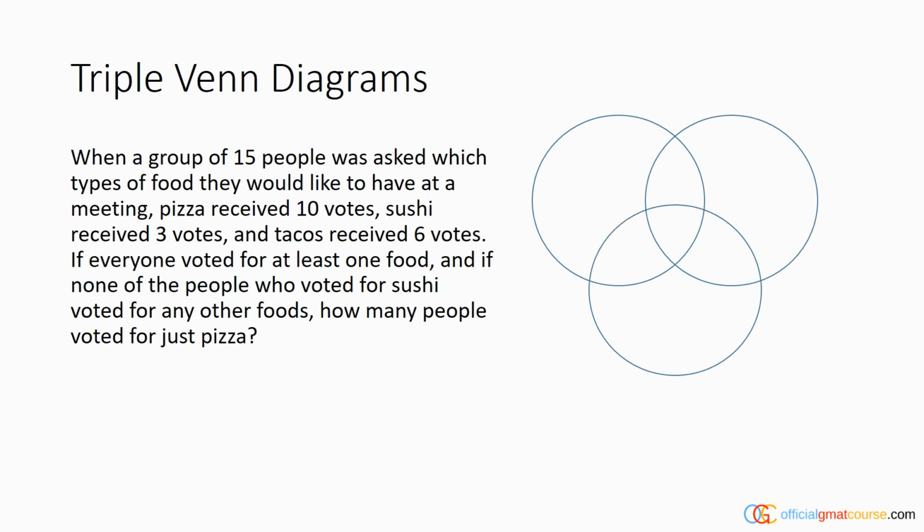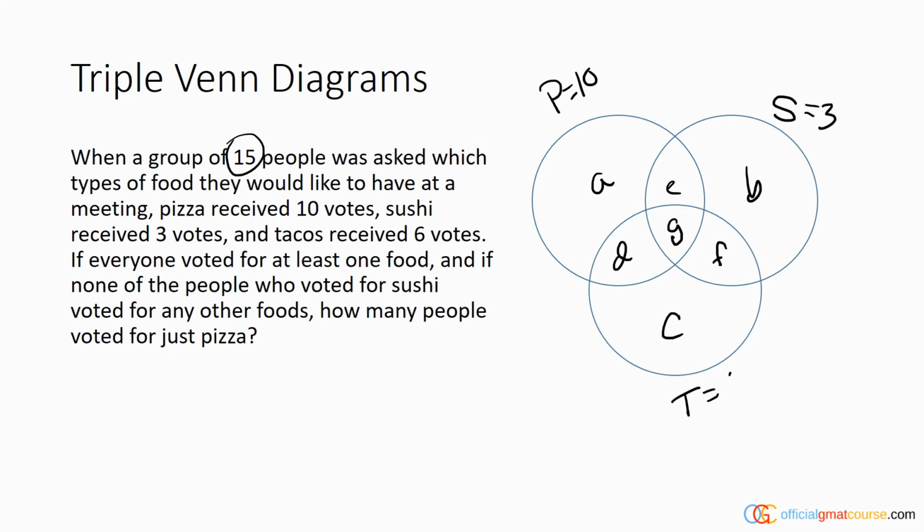But if we look at this situation, what we find is we have 15 people in the group total. So if we add up every single one of these sections, so we'll call this A, B, C, D, E, F, and G, all of these little independent sections would add up to a total of 15 people. And we're told that pizza total, so let's call this pizza, let's call this sushi, and let's call this down here tacos. And if you want to pause and attempt this question, go for it, but I'm just going to launch into it. We're told that pizza received 10 votes, and we're told sushi received 3 votes, and we're told tacos received 6 votes total.